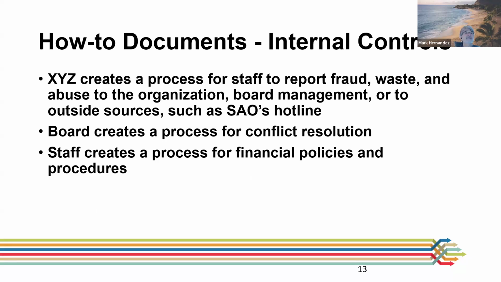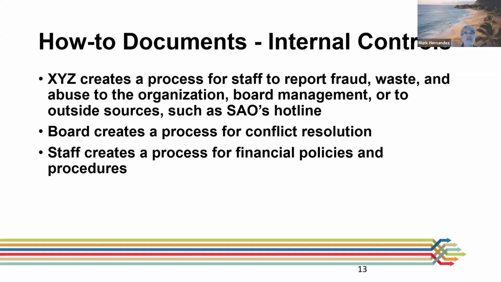Then the how-to document is created this way so that you can get into more of the detail part of it. And the detail part is naturally what you're looking at. What is the process to report fraud, waste, and abuse? Who does it go to? Where does it go from there? And then does it go up to the CEO, or does it go to the board in that situation? So you'd have some more detail there.